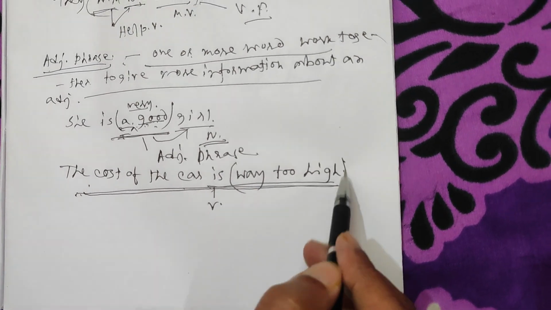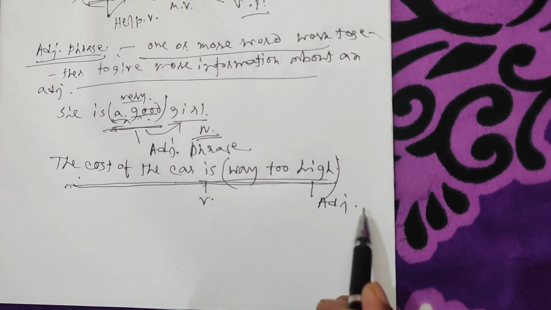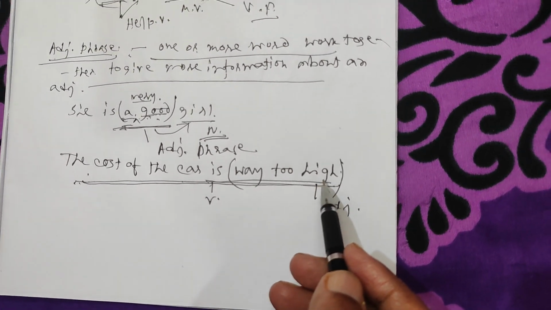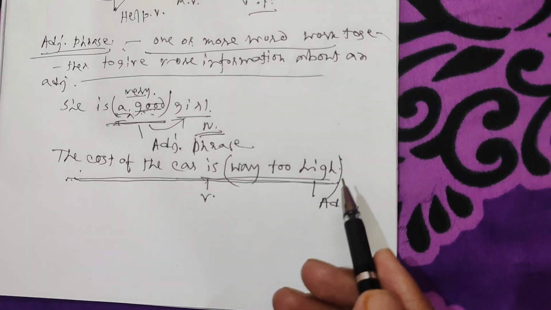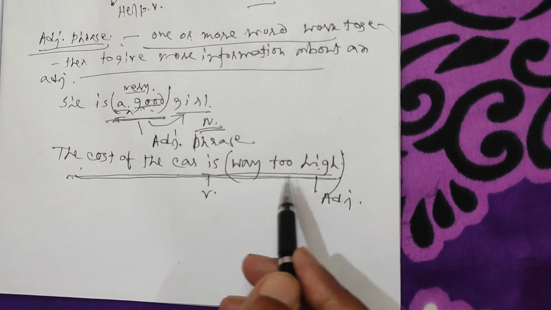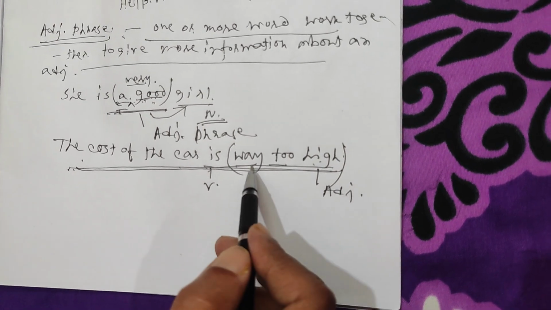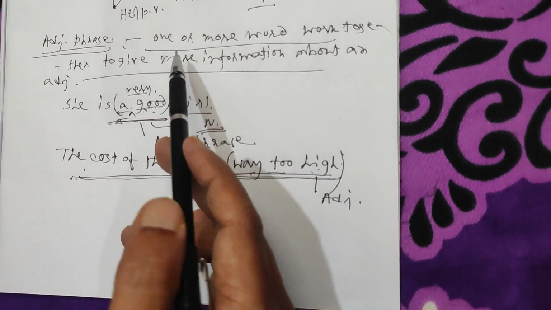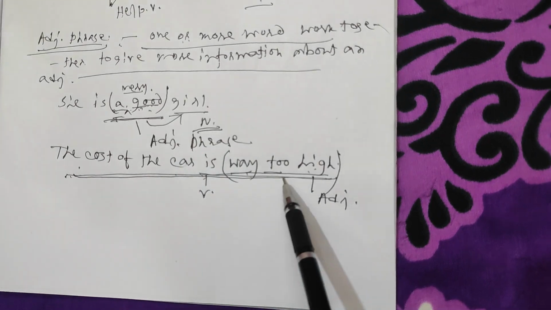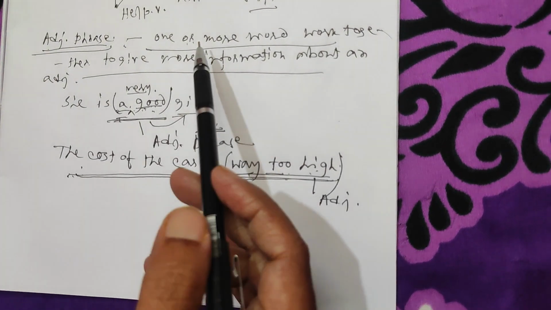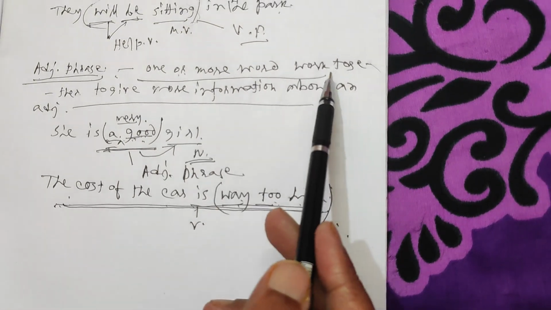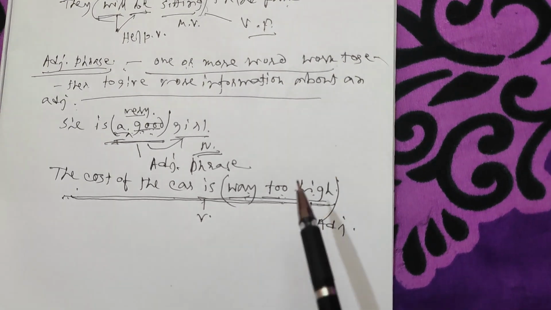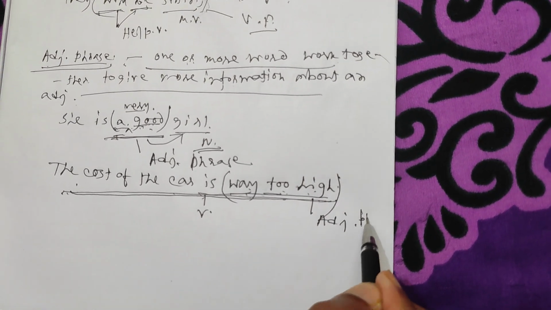Now way too high, as you know, is an adjective. High মানে উঁচু, অনেক বেশি. Here high refers to বেশি, much, way too high. And way and too are placed before it, and they are modifying that adjective. So the definition clearly matches here. One or two words work together to give more information about the adjective. So this is an adjective phrase.